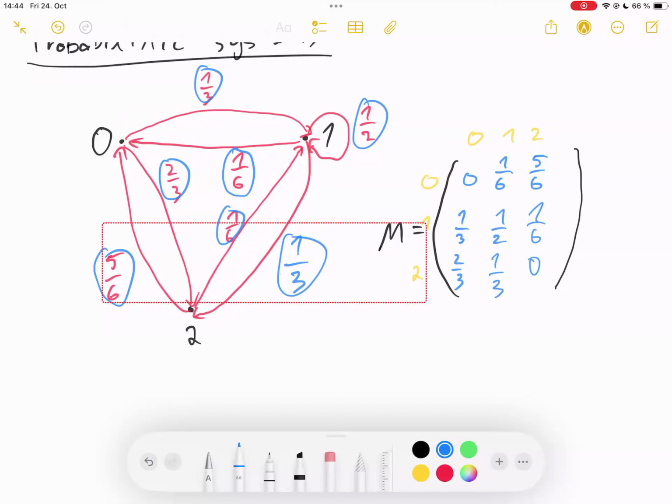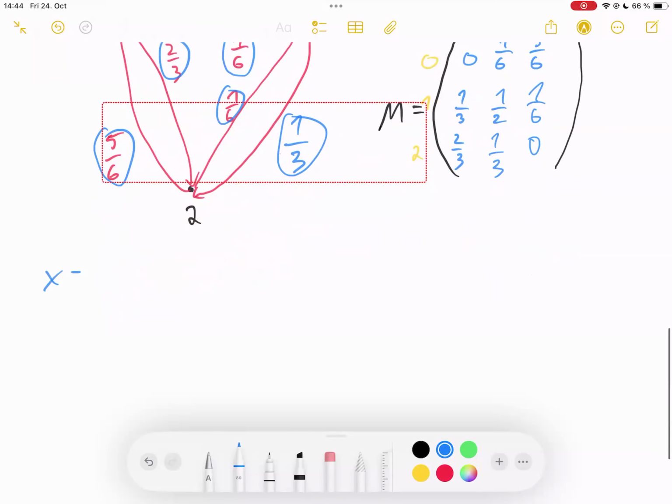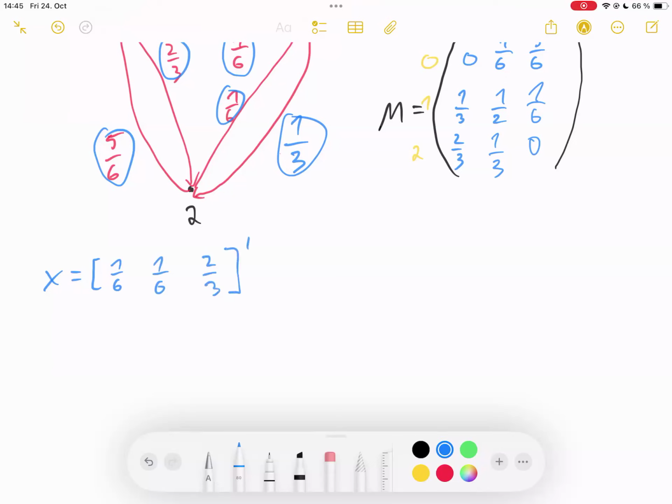And what we can do again is, if we have this probabilistic system, say we have some state x, we can say x is our initial state. Its first entry is 1/6, then 1/6 and 2/3. Very importantly, row vector transposed.